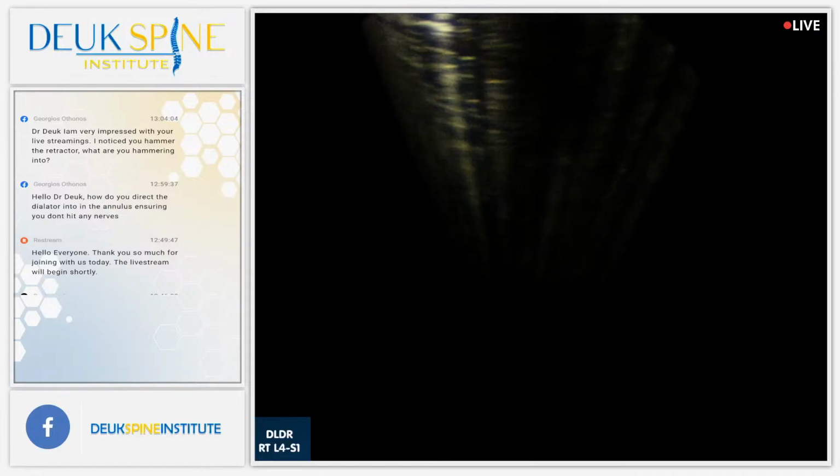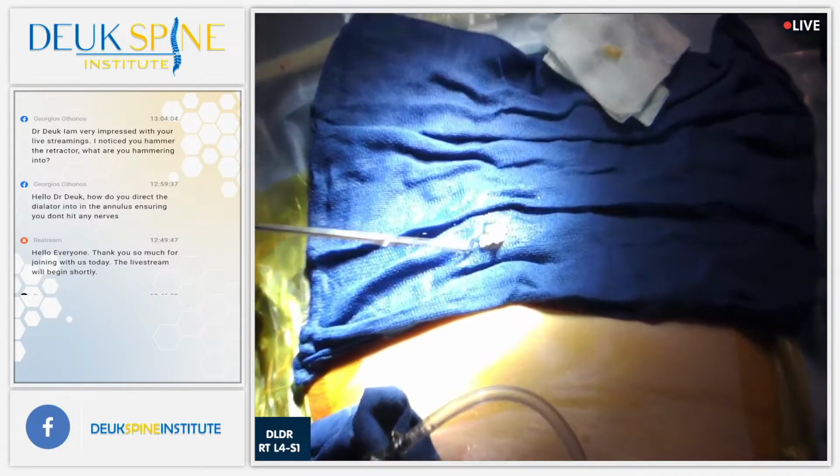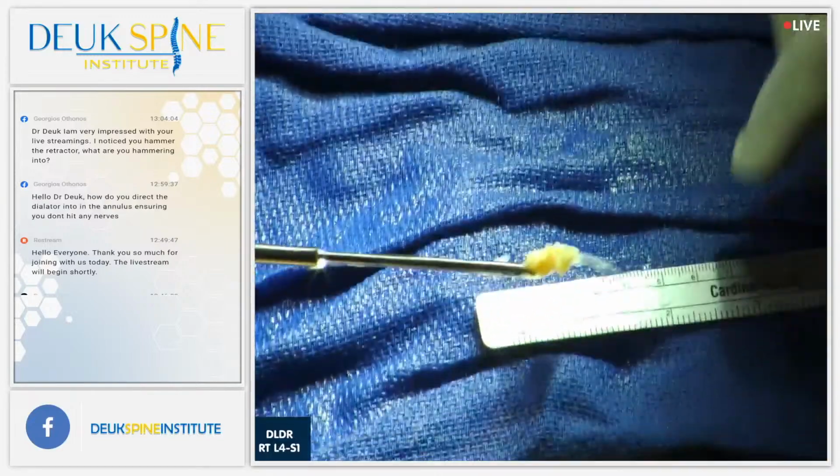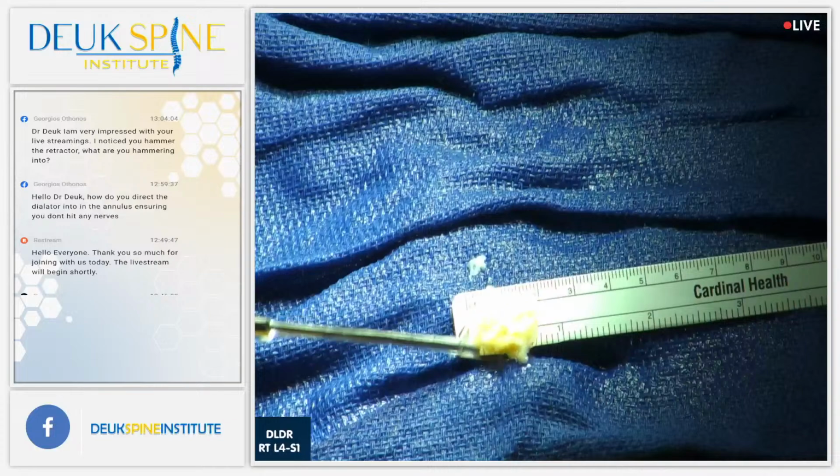Look at this herniation. There it is. We got it. Oh yeah, look at that thing. You see it? Yes, we do. Bam. That's a pretty good one. 2 centimeters.